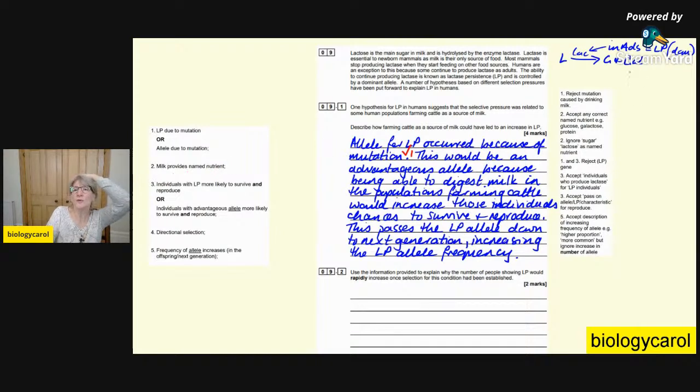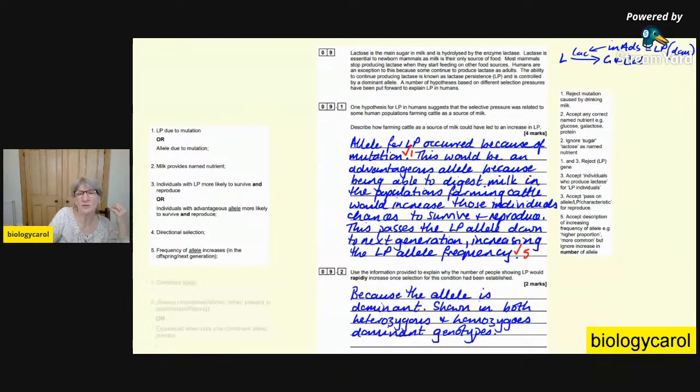Which is really annoying because I'd written it up here, realizing that lactose is glucose and galactose. And I talked about individuals with LP more likely to, sorry, I did the frequency. Yes, I've done that. I've also got 3. So I got 3 out of the 4. I missed directional selection. I missed the named nutrient, which, okay.